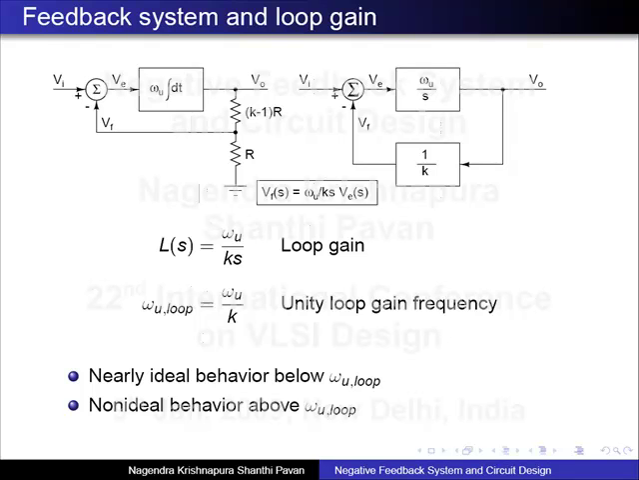Which is why, when the loop gain is large, when the frequencies are below omega u by k, you get almost ideal behavior. And beyond that, you don't get ideal behavior. So this is true of every feedback loop. If the loop gain is very large, you will get the gain that you designed it for, and if the loop gain is very small, something else happens.